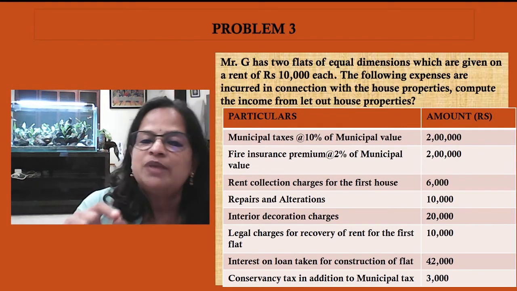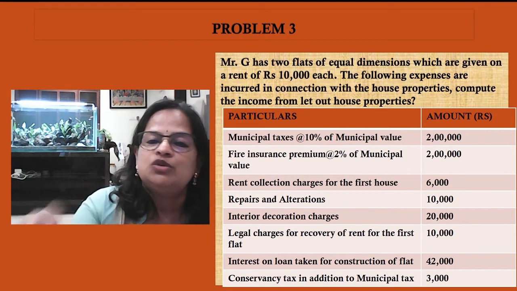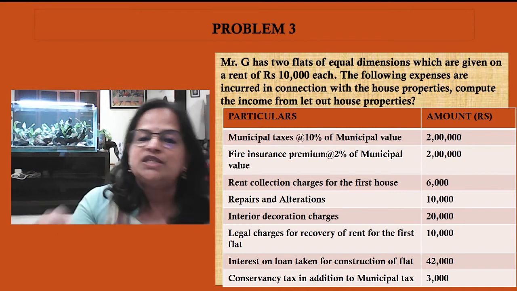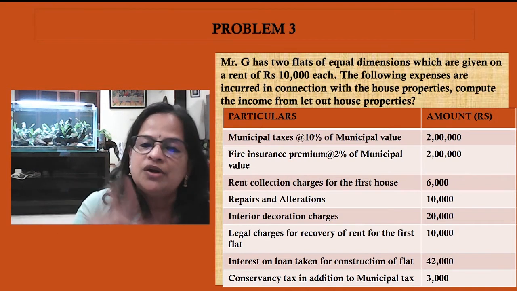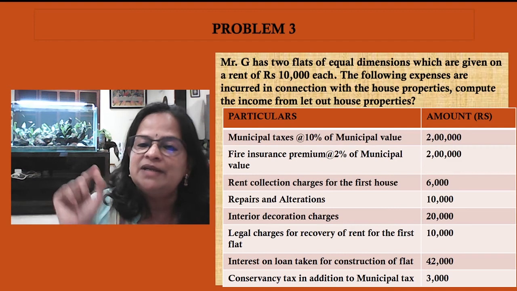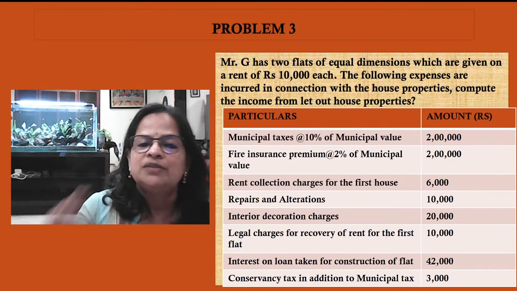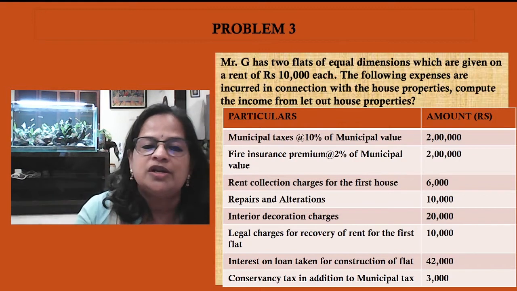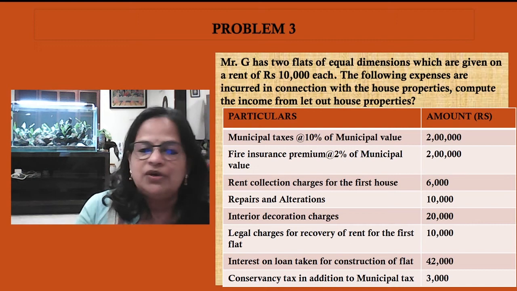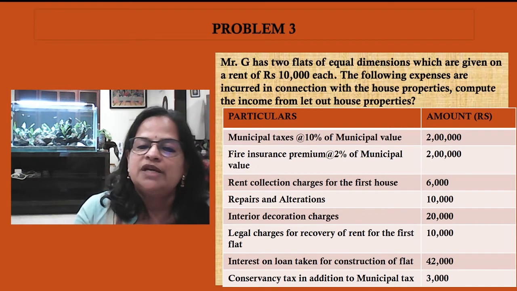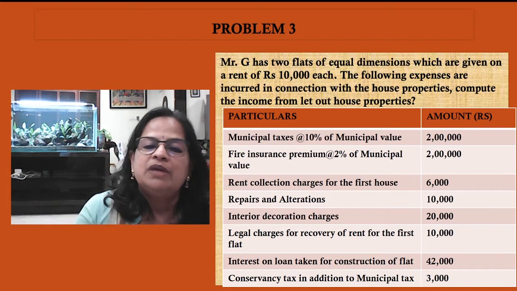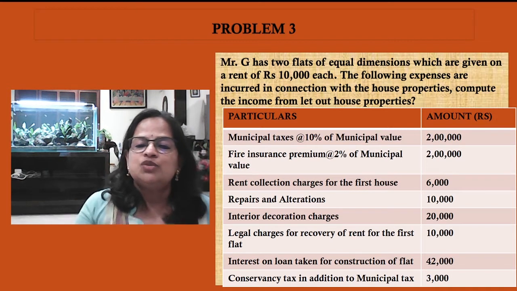Fire insurance premium, 2% of municipal value, 2 lakhs. Rent collection charges for the first house, 6,000. Not allowed because 30% standard deduction we are allowing. Repairs and alterations not allowed, 10,000. Interior decoration charges not allowed. Legal charges for recovery of rent for the first flat not allowed. Interest on loan taken for construction of flat. This is allowed, 42,000.